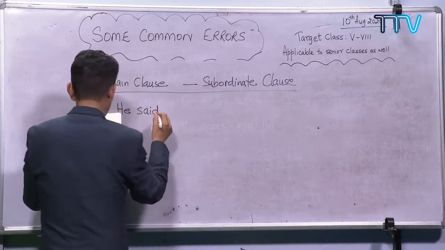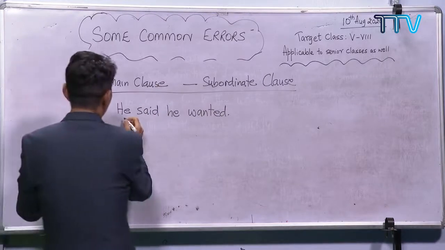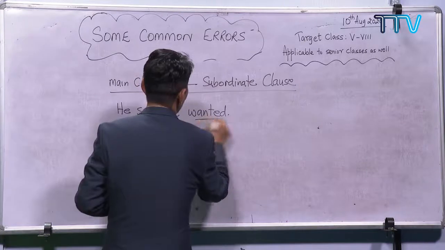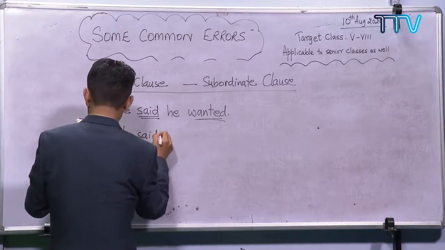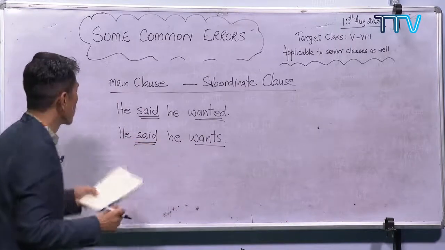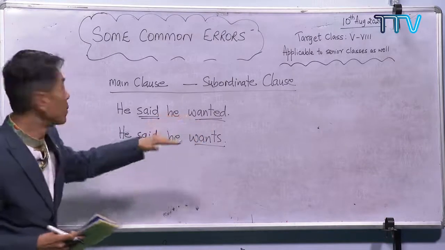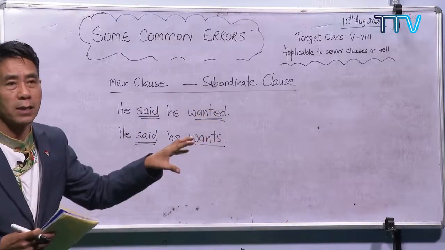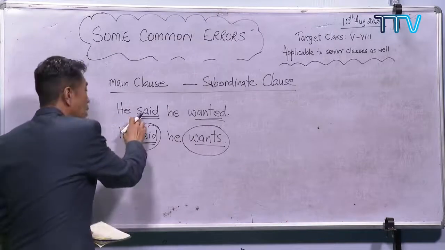He said he wanted. We can say he said he wanted. This one is in the past tense, and the next one should also be in past tense. So we should not mix. We should not write like this: he said he wants. If the main clause is in past tense, we have to write the rest in past tense. This is one where students make lots and lots of mistakes. If the first tense is past, we have to make sure that the remaining sentences are also past. Here, if you look at this, the first one is past and the second one is present. You are not supposed to do that.